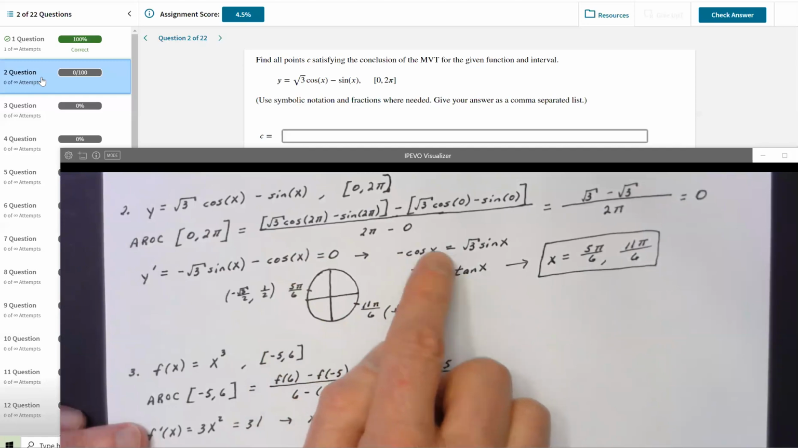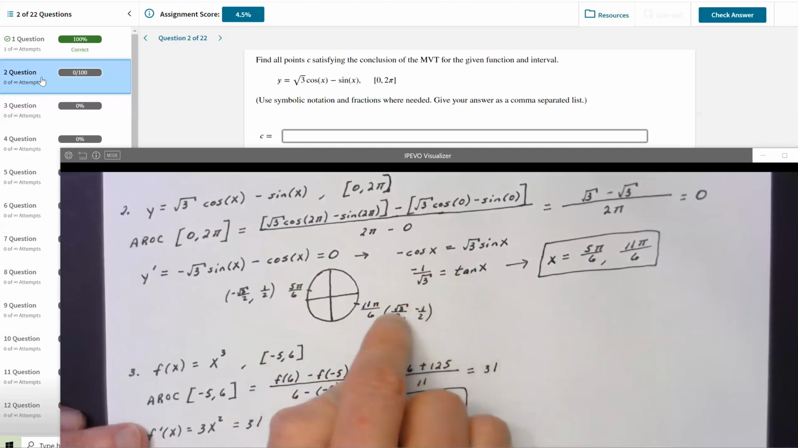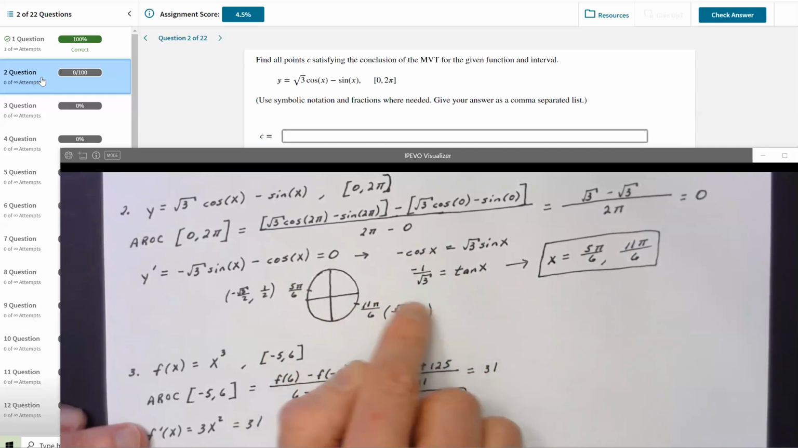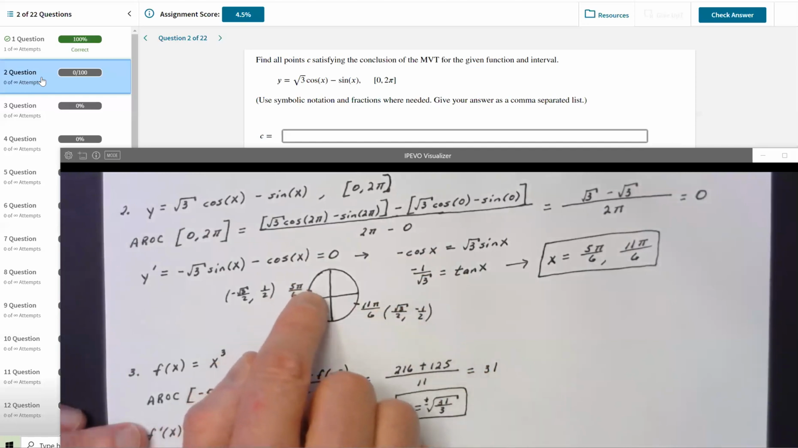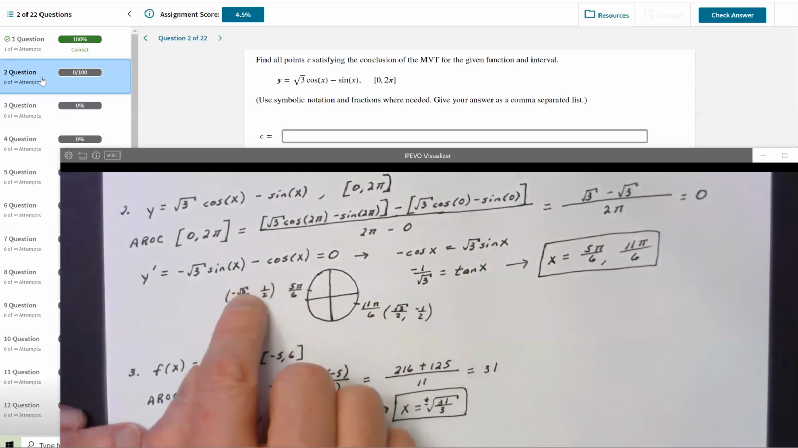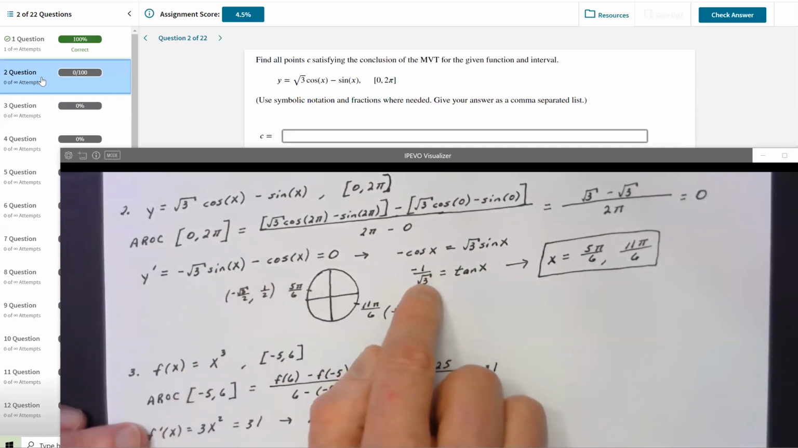Well, it's when the ratio of sine to cosine is negative 1 over the root of 3. That's true at 11 pi over 6. The sine over the cosine would be negative 1 over the root of 3. It's also true at 5 pi over 6 because the ratio of sine over cosine would be 1 over the negative root of 3, same fraction.